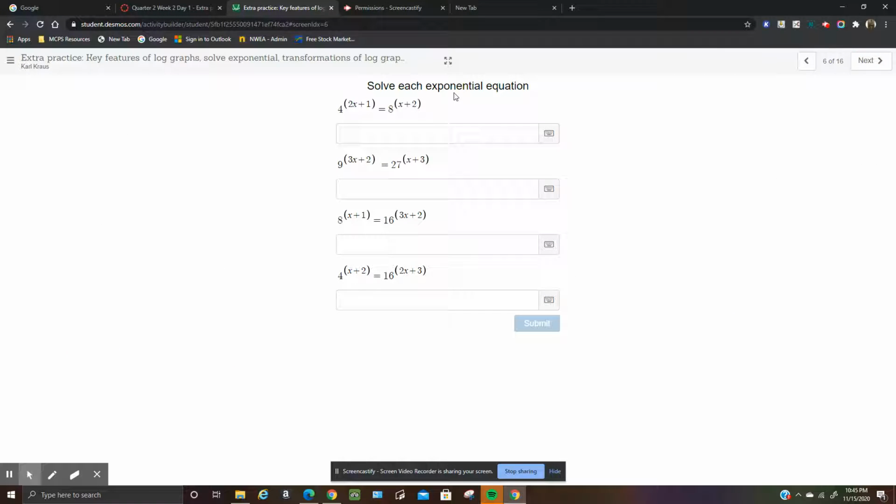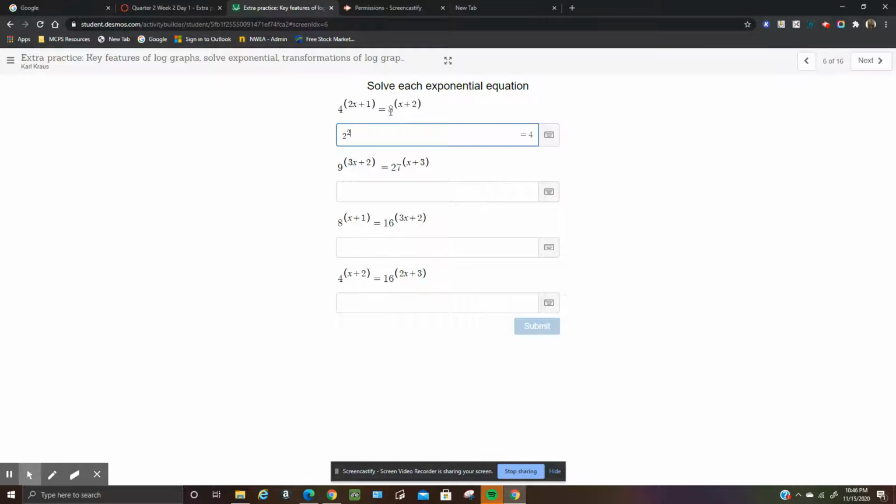And then on slide 6 here, you want to solve the equations. You want to get these numbers with the same base. So 4 is 2 squared. And 8 is 2 cubed.